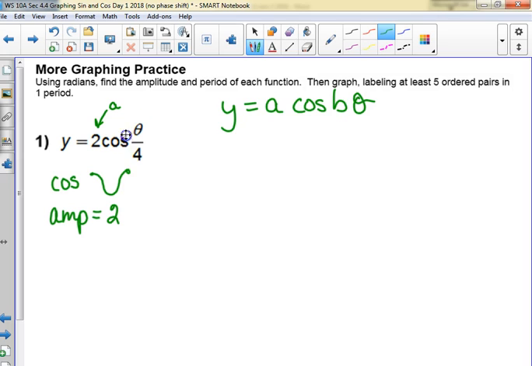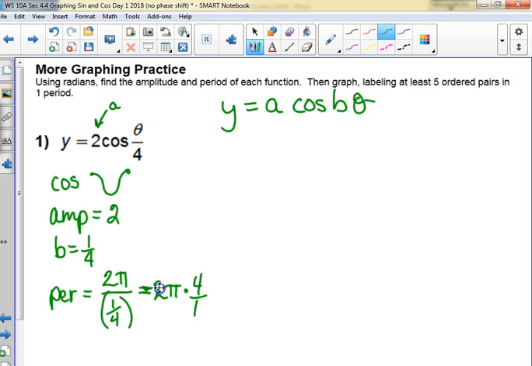What's the B value here? It is 1/4. Is everybody okay with that? That this is really 1/4 theta? Okay, but do you remember what it said for period? For a sine and cosine graph, the period is 2 pi divided by b. That's not pretty, right? When you divide by a fraction, you do what? So this is 2 pi times 4/1, which is 8 pi. What does that mean?